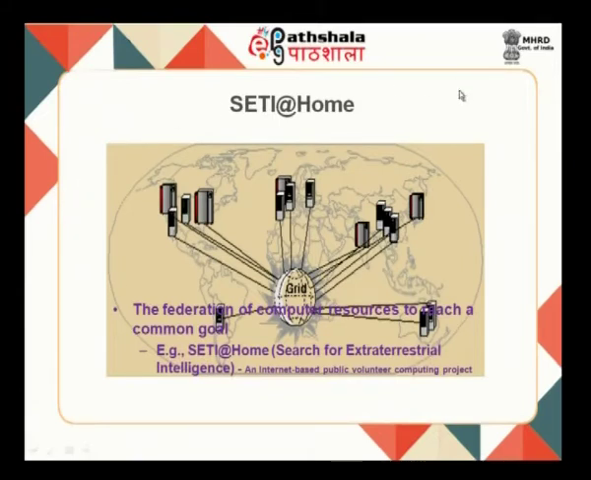This is an example of a grid environment: SETI. SETI is the search for extraterrestrial intelligence. This is actually an internet based public volunteer computing project wherein a lot of details about space and events occurring in space are captured and held in that server. Anyone who wants to run an analysis will be provided with 2 terabytes of data over which we can run any statistical analysis or mining algorithm and come up with patterns. So, this is actually an open project which deals with the presence of extraterrestrial information in the universe.